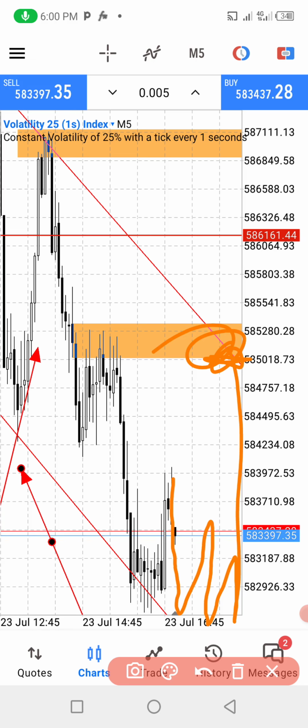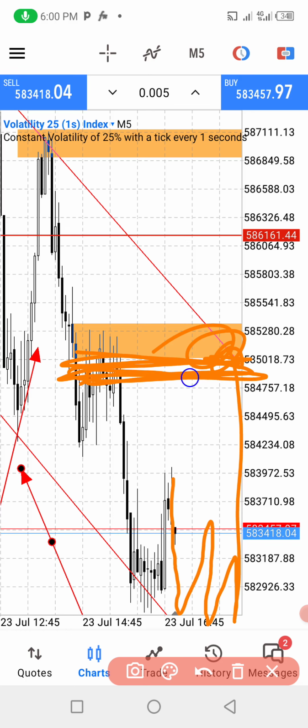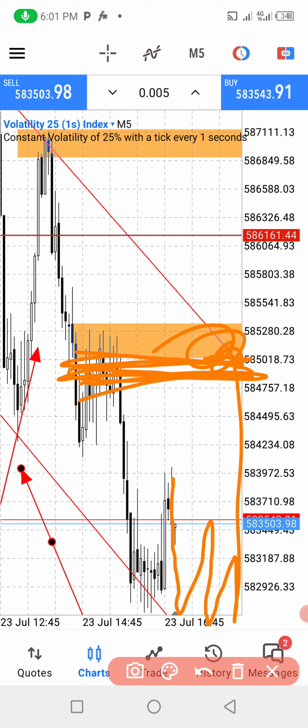There are 2 ways. You can use a limit order, like sell limit. You can place sell limit here, or you wait to enter at market price. I'm going to send sell limit to my VIP. The reason is because I may not be patient enough to keep coming back to this chart and watching. So I'm going to send them sell limit.